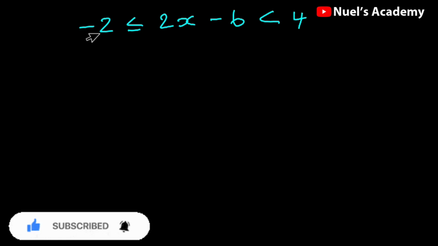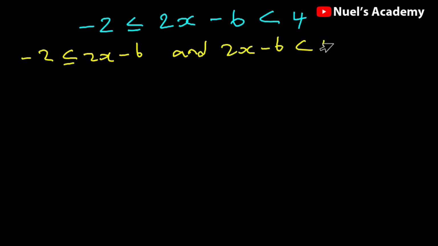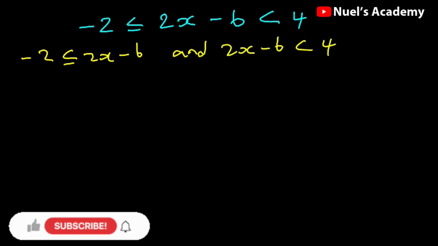We are given negative 2 is less than or equal to 2x minus 6 less than 4. So let's split this inequality. We have negative 2 is less than or equal to 2x minus 6 and 2x minus 6 is less than 4. So let's solve this part first. So we have negative 2 is less than or equal to 2x minus 6.